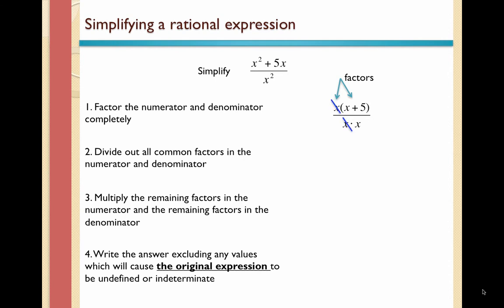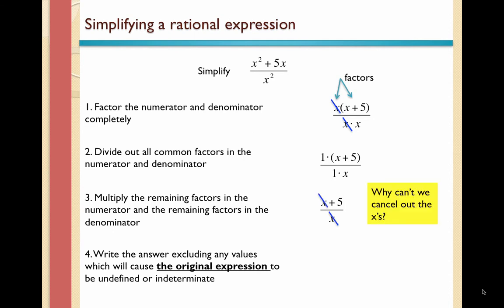The next step is that we're going to divide out all the common factors. We have a factor of x in the numerator, a factor of x in the denominator. We can cancel or divide them out. And then we can multiply together all our remaining factors to get our final answer, we hope, x plus 5 over x.